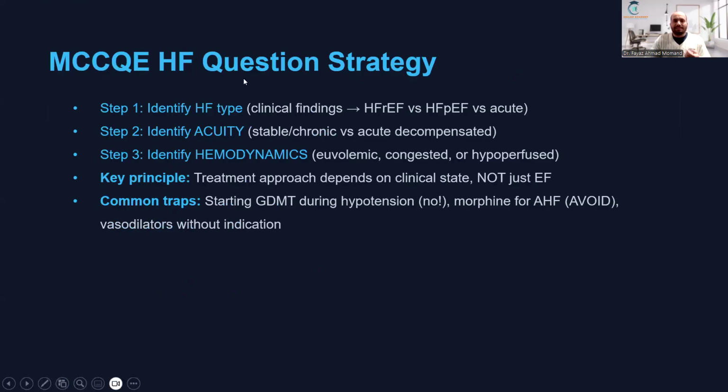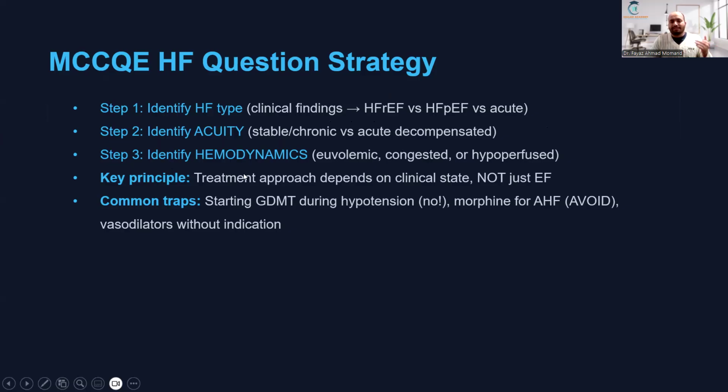Now, for MCCQE1, remember, use this method. First is to identify what type of heart failure the patient has based on clinical findings, and then echo if given. Step 2 is identify its acuity. Is it stable, chronic, or is it acute decompensation? A patient with long-standing heart failure suddenly becomes symptomatic at rest or symptomatic with minimal exertion. This means acute decompensation or acute worsening of the chronic heart failure.